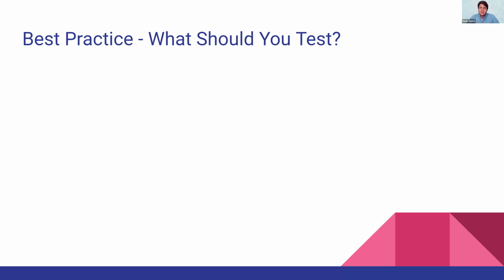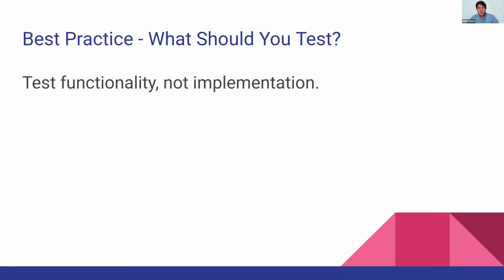The first best practice answers the question, what should you test? And the answer is pretty simple. Test what the code does, not how it does it. In other words, test the evaluated results, the outcomes of your code, what the user is going to see externally. Testing specific implementation makes the test fragile.